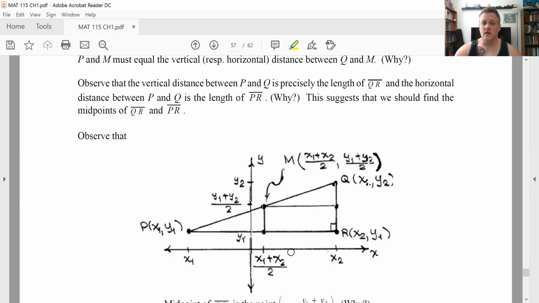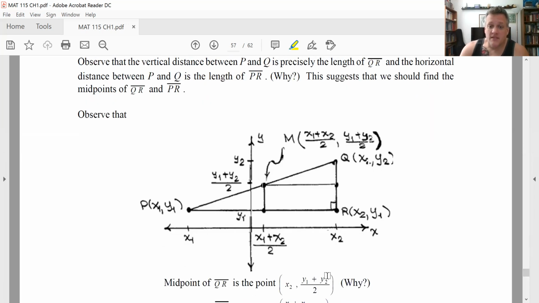In other words, if you went any more than halfway from x1 to x2, you're going to be further along horizontally on this segment, so it wouldn't be the midpoint. Same way here, if you didn't go exactly halfway between y1 and y2, you'd be higher up. And so we know that we have to find the middle points of each of these 2 segments, and then you have to use both of those to get the midpoint of the diagonal segment.